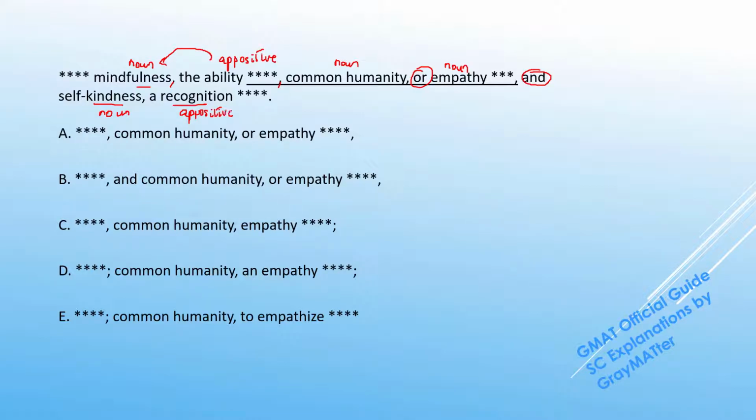appositive for self-kindness. Now, in order to really work with the question, we should know how exactly a complex list is constructed in the first place. So let me give you an example here.